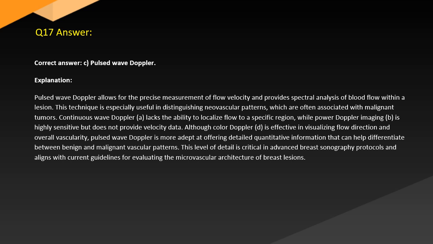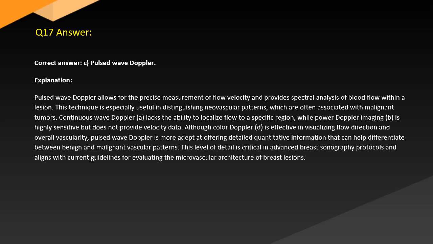Answer. Correct answer: C. Pulse wave Doppler. Explanation. Pulse wave Doppler allows for the precise measurement of flow velocity and provides spectral analysis of blood flow within a lesion. This technique is especially useful in distinguishing neovascular patterns, which are often associated with malignant tumors.